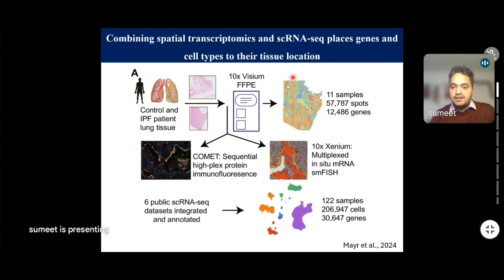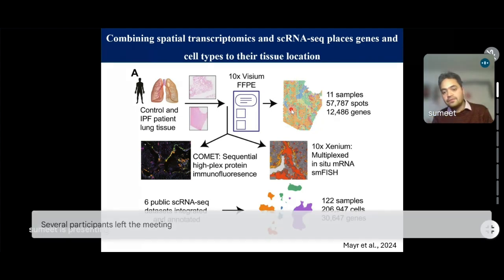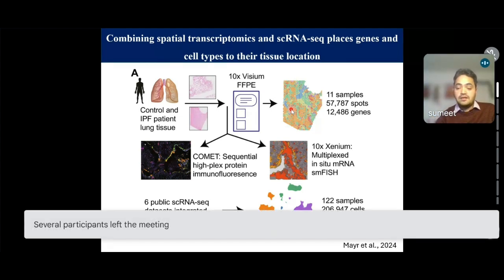And this is what you see here in this representation. Every single dot which you see is a single cell, and every single color which you are seeing is a different type of cell. Okay, so we'll go into a bit more detail in the next slide.